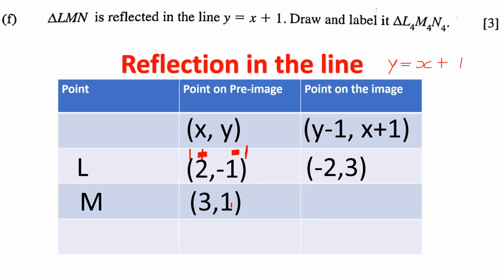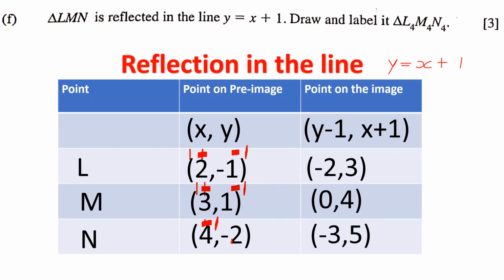So we have 3, 1. Take your x value and add 1 to it. Okay, that's going to give us 4 on this side. Take your y value and subtract 1. 1 minus 1 is going to be 0. And finally, we have 4 and -2. Take your x value and add 1. So it's 4 plus 1, which is going to be 5. And take your y value and subtract 1. That's going to be -2 minus 1, which is going to be -3. And so those are the points on our image for L4, M4, and N4.